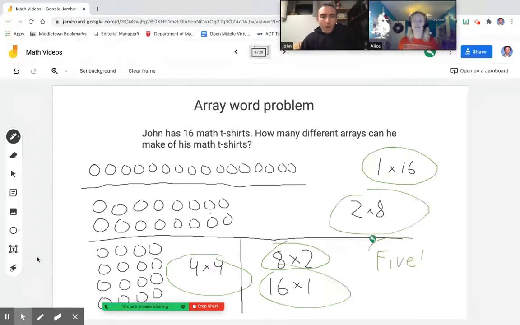Absolutely love it. I just see middle school, high school, college level math oozing out of this. It's just such an important foundational concept for students to understand that they're able to make 16 using a variety of different sets of factors. I love it. One day these kids will go into linear algebra and they'll remember doing a word problem about your math t-shirts.